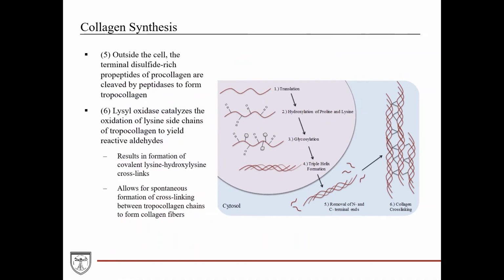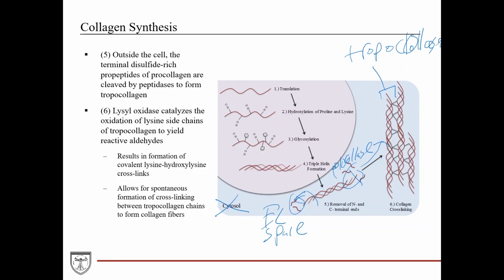So outside the cell, again, the terminal disulfide-rich propeptides of the procollagen, so this is procollagen here, are cleaved by peptidases to form tropocollagen. So you have cleavage here, and you can see these little ends coming off here. Then you form one of these triple helices with the C and N termini cleaved off, and this is tropocollagen.